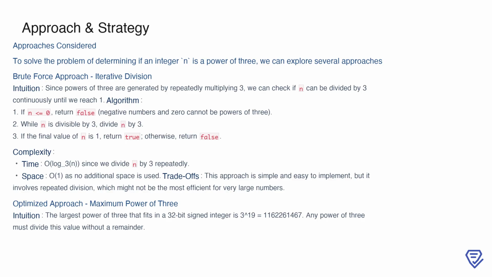This approach has a time complexity of O(log_3 n), as the number of divisions is proportional to the logarithm of n in base 3. It also uses constant space, making it memory efficient. However, one drawback is that for very large numbers, the repeated division might become computationally expensive, even though the process itself is simple to implement.